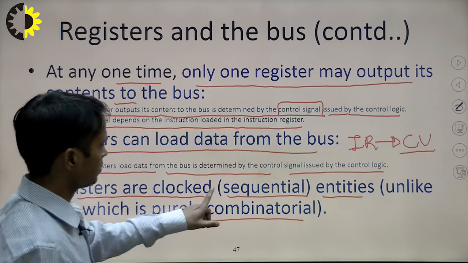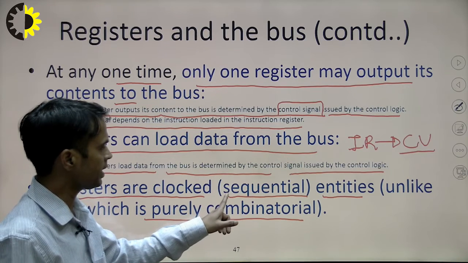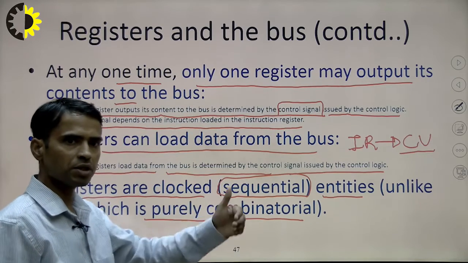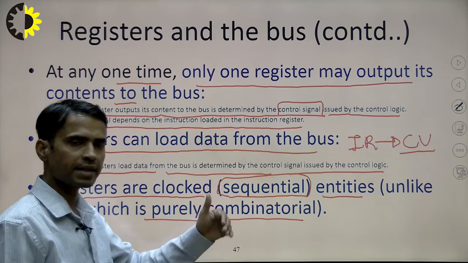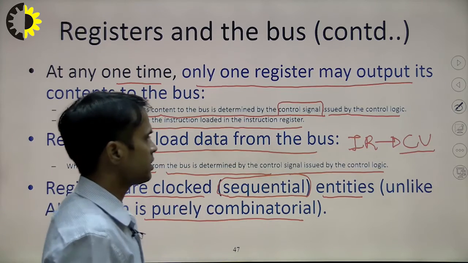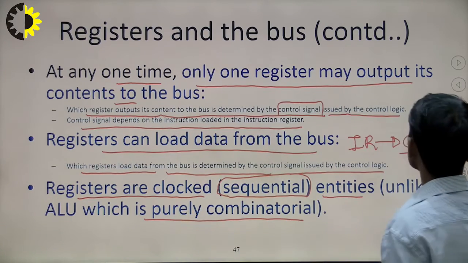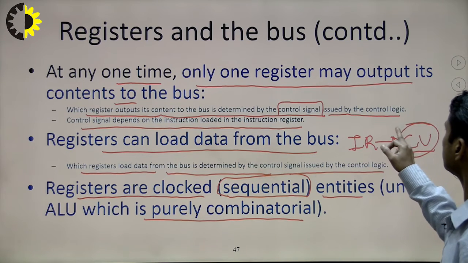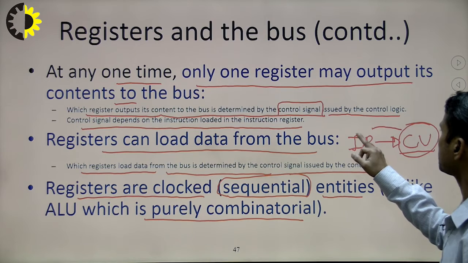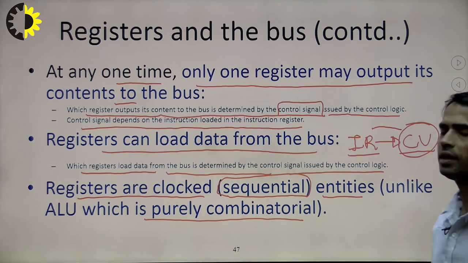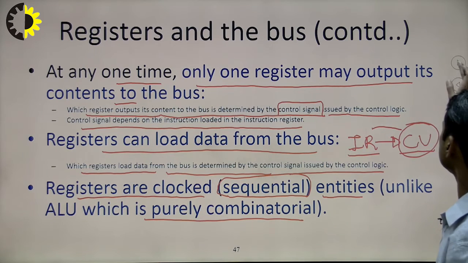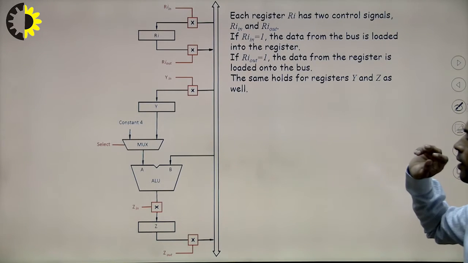But here you should understand that this operation is sequential, meaning it depends upon the sequence of actions that has to be performed, and the sequence of actions that has to be performed is governed by the control unit, and the control unit is doing all the tasks on the basis of the instruction that it has received from the instruction register. Okay. So, let us see more in detail.